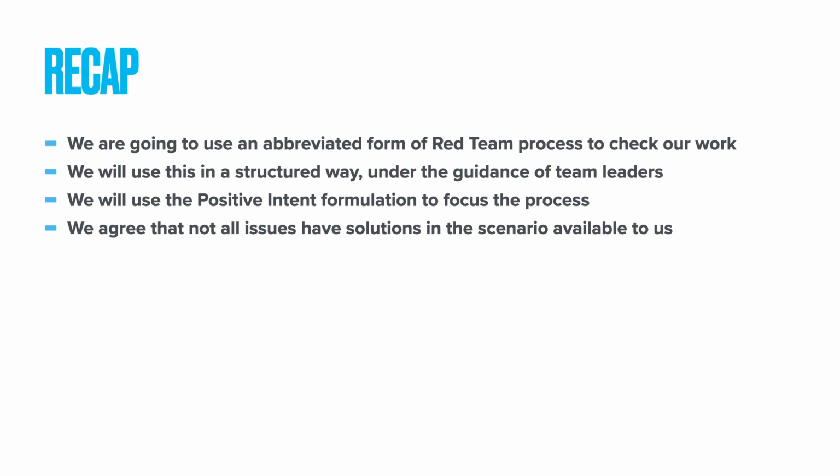And now to recap. On our project, we're going to use an abbreviated form of red team. We're going to use this to check our work and make sure that we've spotted possible issues. We're going to use this process in a structured way under the guidance of our team leaders. We're going to use positive intent to help focus the process and ensure a respectful collaboration. And finally, we agree that not all issues have solutions in the time frame available to us. We will do our best to note those problems and move on.